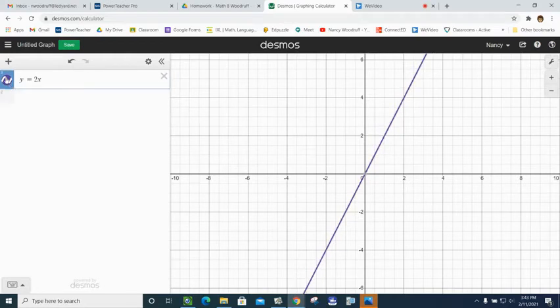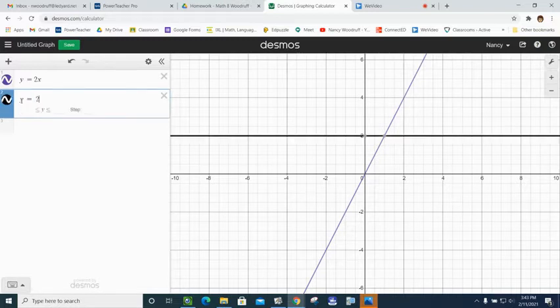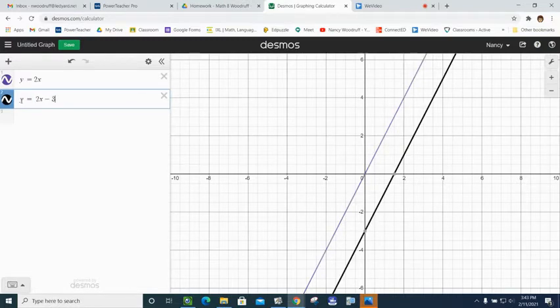Waiting for the color scheme to come up and it's not coming up right now. Okay, well, we'll let it be for now. Now let me put number 2 in. That would be y equals 2x minus 3.